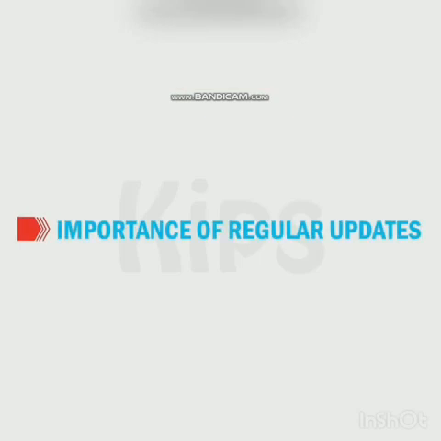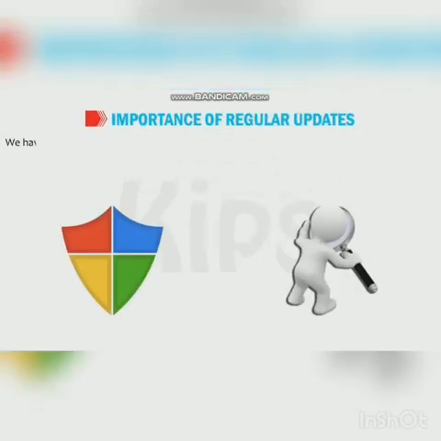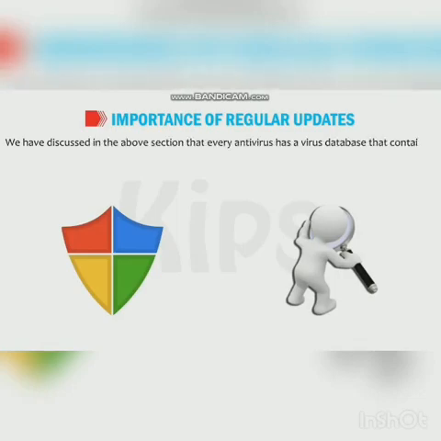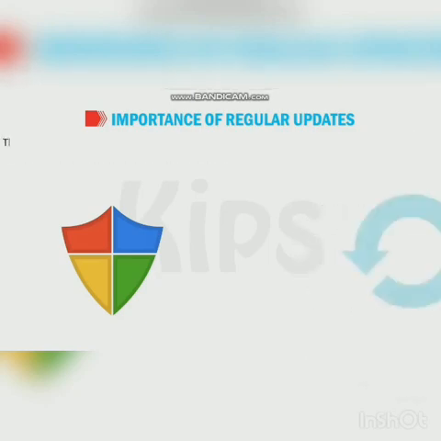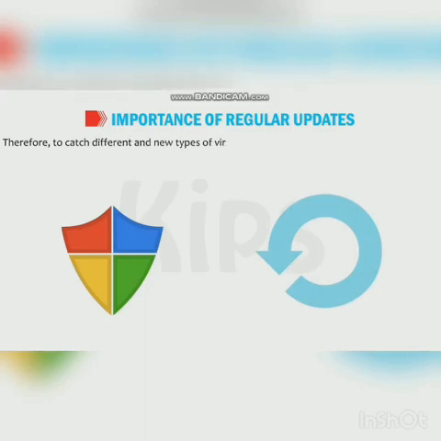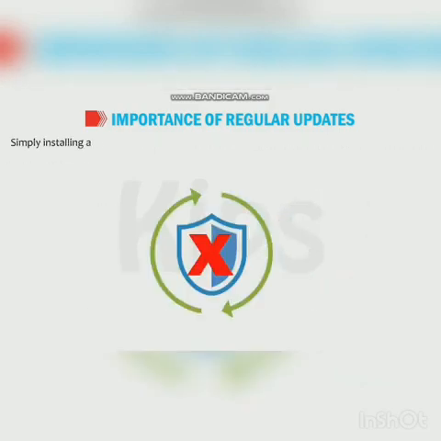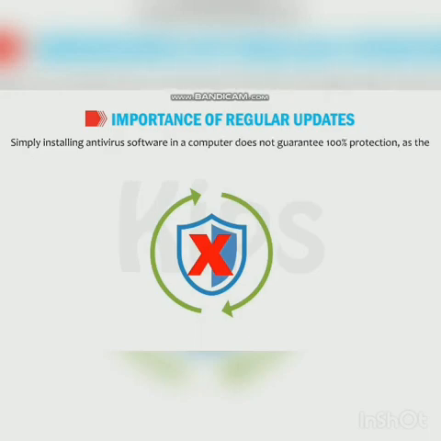Students, let us learn about the importance of regular updates. We have discussed in the above section that every antivirus has a virus database that contains a list of file patterns which are used to identify a virus. Therefore, to catch different and new types of virus, the virus database of the antivirus has to be updated frequently. Simply installing antivirus software in a computer does not guarantee 100% protection, as the installed antivirus program may not be able to detect any new virus programs.